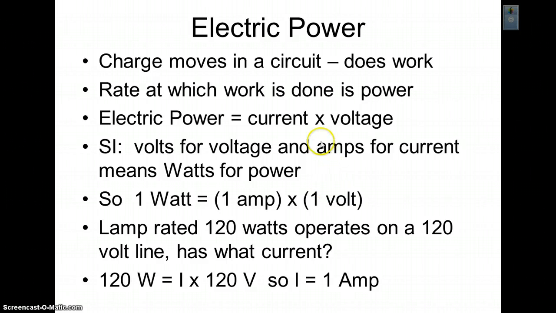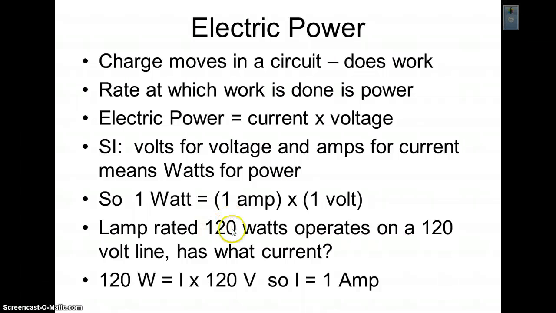going on to electric power, one of the last ones, and then I will stop and talk about circuits for the third video. Charge moving in a circuit does work. The rate at which this work is done is power, and electric power is equal to current times voltage. The standard international units are volts for voltage and amps for current, which means watts for power. If you remember, power when we did this with work was joules per second. You will find if you break down the units, it turns out to be the same. But a watt in electrical power is 1 amp times 1 volt.